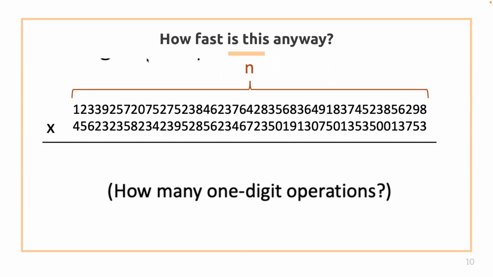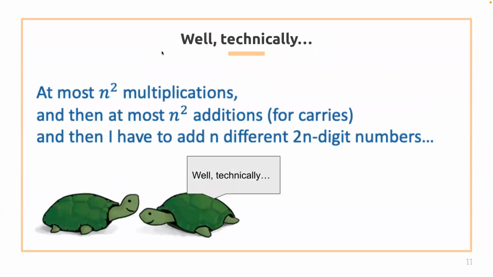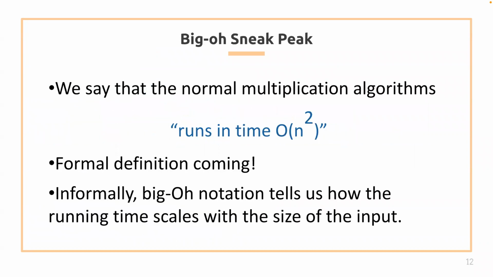N times n. How many times do I do n operations? I do them n times. So that's kind of like the hand wavy argument. More concretely, there's additions, there's shifts, there's sums you have to do, but we're not going to worry about those. Great. Yeah, like I said, technically n squared operations, at most n squared additions. Technically, we're going to forget about that part.